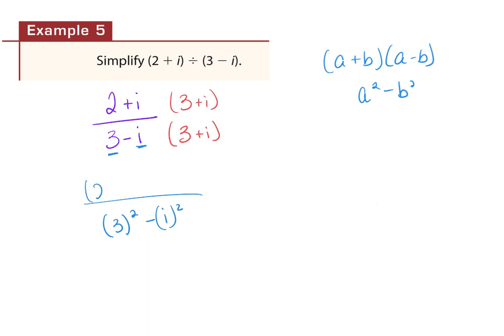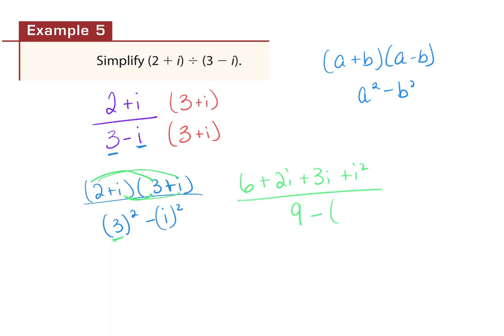On the top, I am going to have to FOIL these. All right, and so on the top, 2 times 3 is 6. 2 times i times 3, and i times i. On the bottom, 3 squared is 9 minus i squared is negative 1. All right, and so I can also replace this guy with a negative 1.